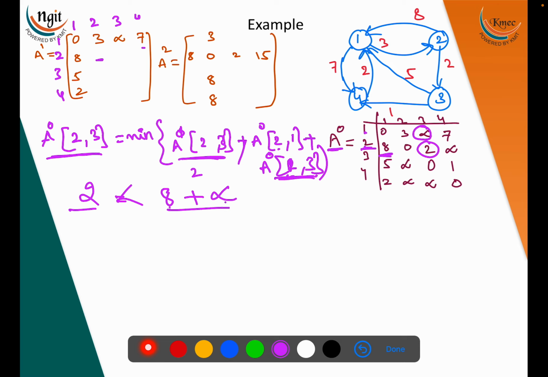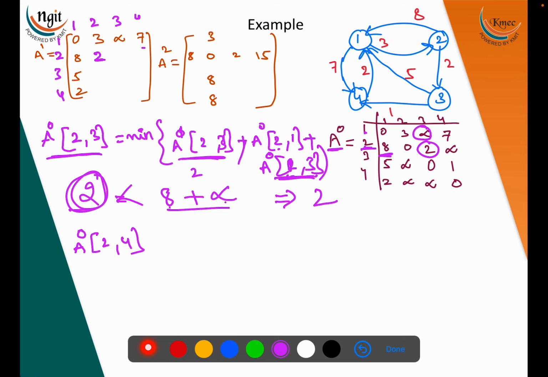Something if you add to infinite, it becomes infinite only. Now 2 is the lesser value, so here we will be considering 2 as the value. So I am just updating in the matrix that 2 is the value. Now the same you have to do for the next, A0 2 comma 4.